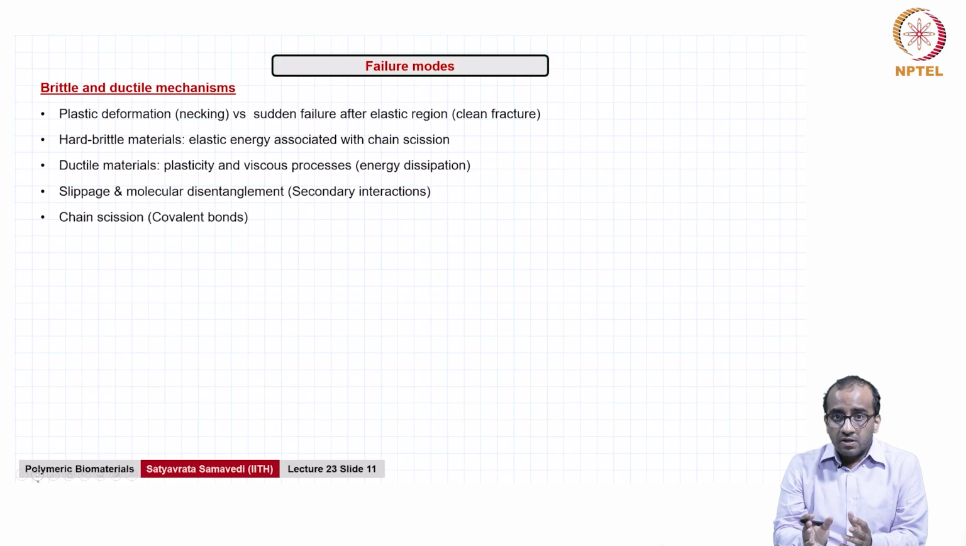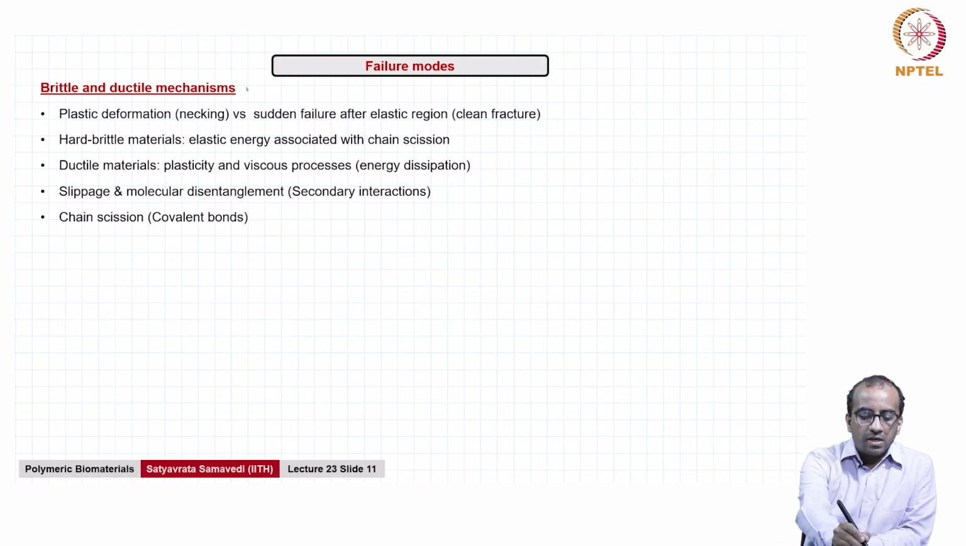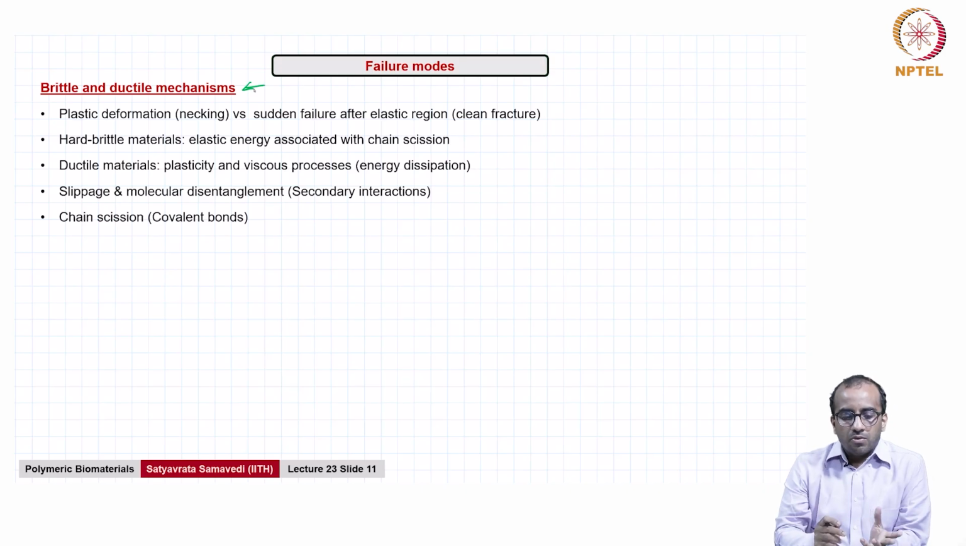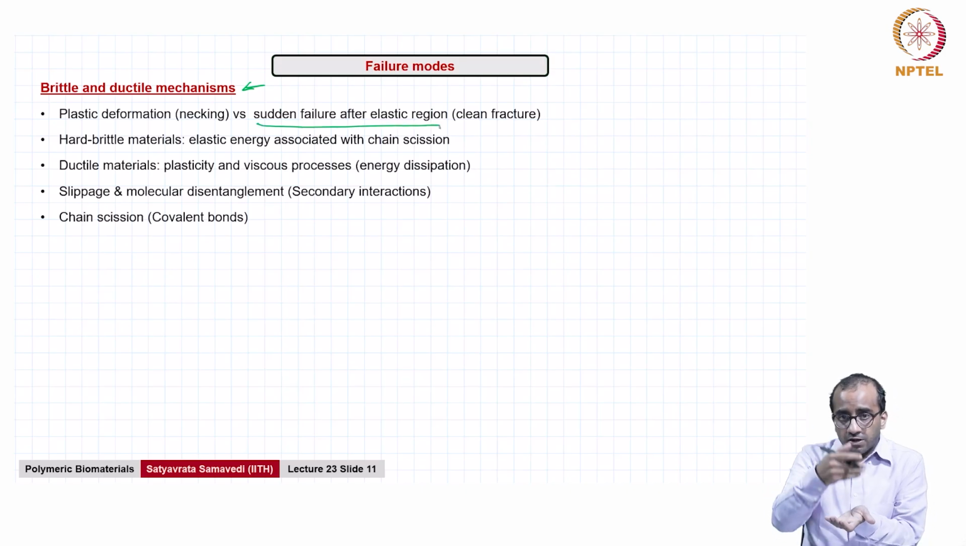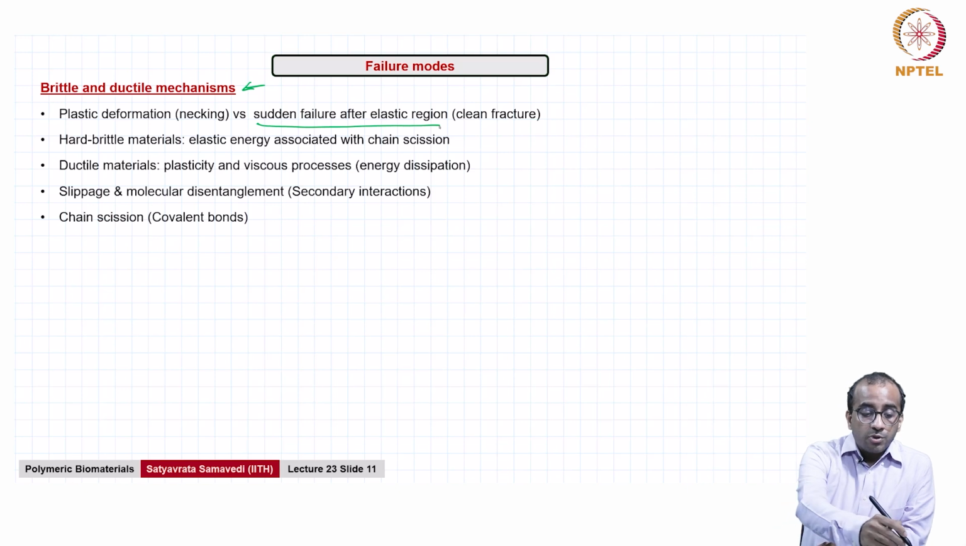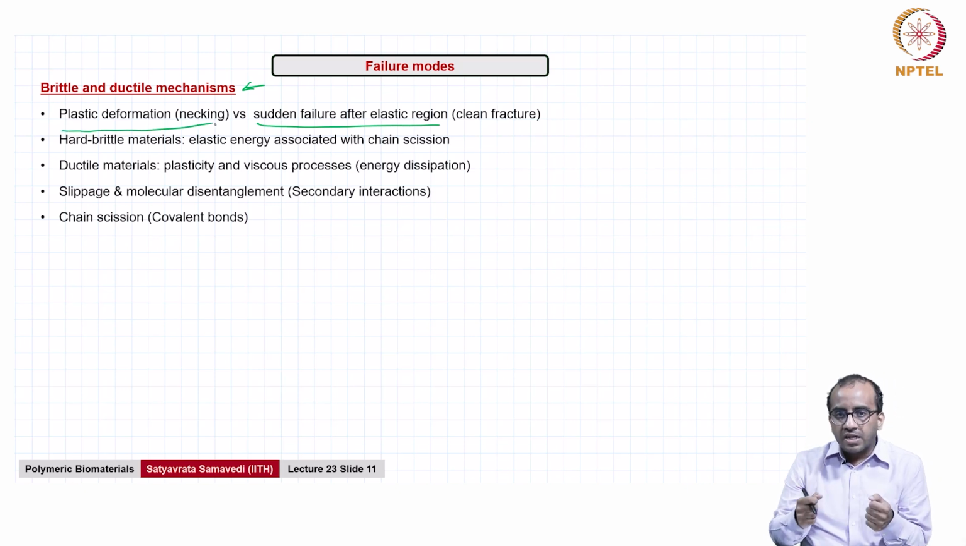Before we conclude, we will offer a few comments on failure modes in these materials. We have hinted at them, but we will look at them in slightly more detail before we close this lecture. We are broadly going to make a distinction between brittle and ductile mechanisms. The brittle mechanism is largely sudden failure after the elastic region, which gives you a clean fracture like we have seen earlier, sudden catastrophic failure, as opposed to plastic deformation, where you will have necking, significant yield and deformation before the material fails.